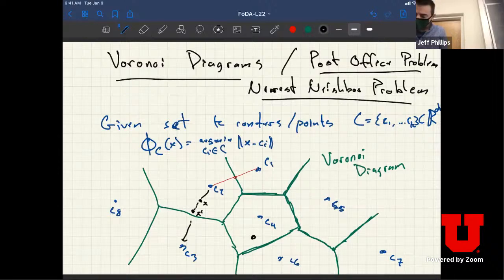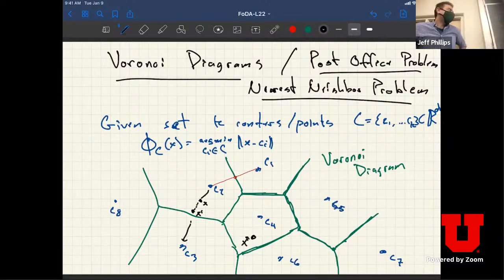If I put a query point in here, and I just look at it with my eyeballs, I can immediately say this new point X is in the cell associated with C4, so it maps to C4. So it really tells me I've decomposed the plane into these regions, which tell me which point everything is mapping to. This is more complicated than the linear projection we were doing before for dimensionality reduction.